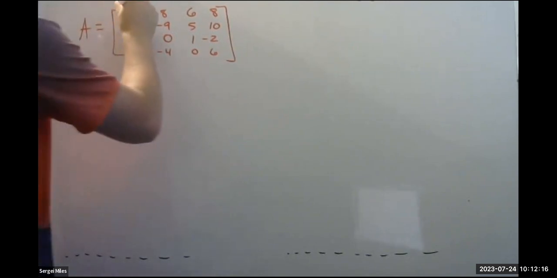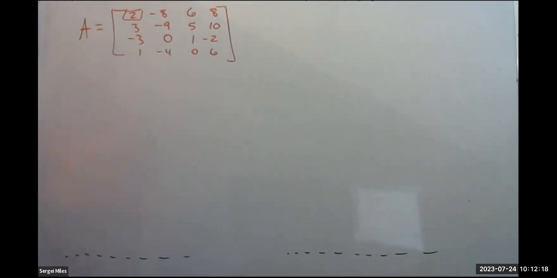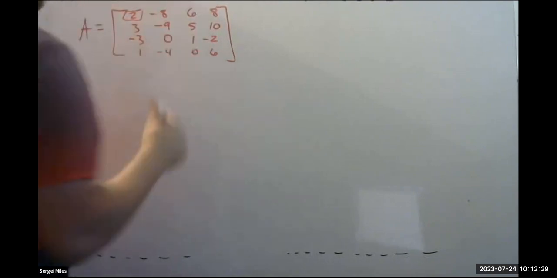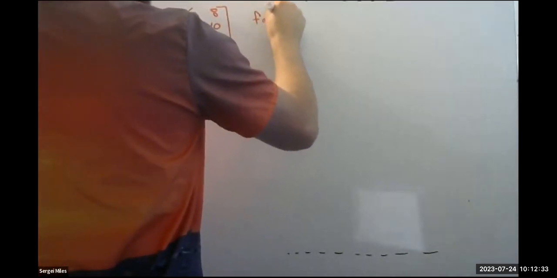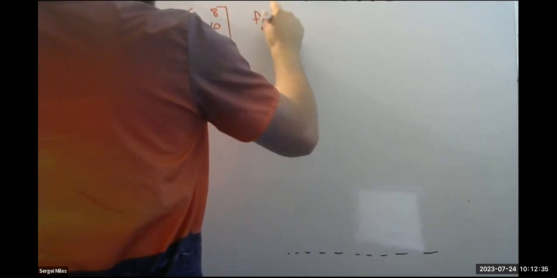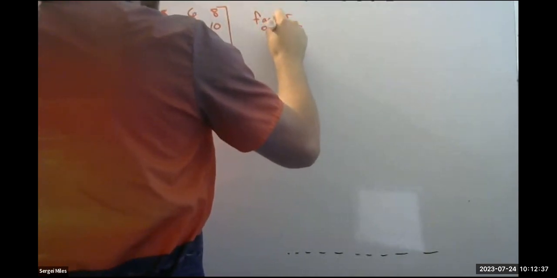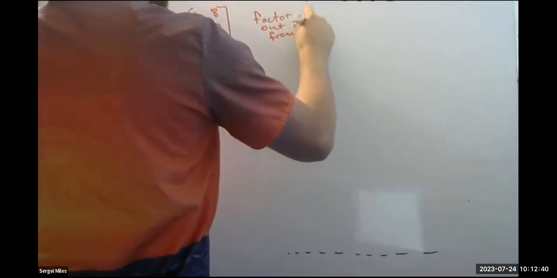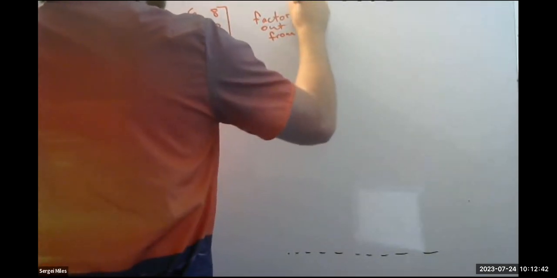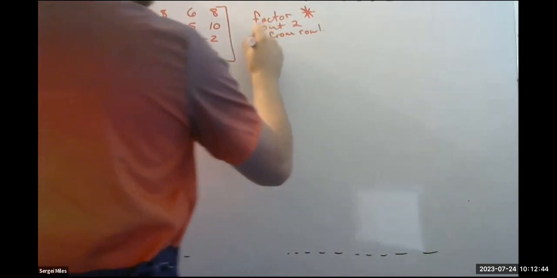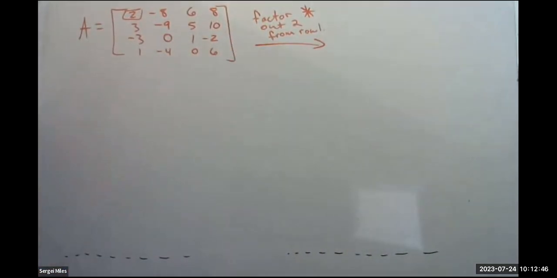All right. Now, I'd like to get a pivot in this first spot, but I notice with row 1, 2, -8, 6, 8, there's a 2 that's in common. So instead of trying to multiply 2 by some factor and then apply it to other rows, I'm going to go ahead and factor out a 2 from row 1. And you want to make a note of this kind of operation.